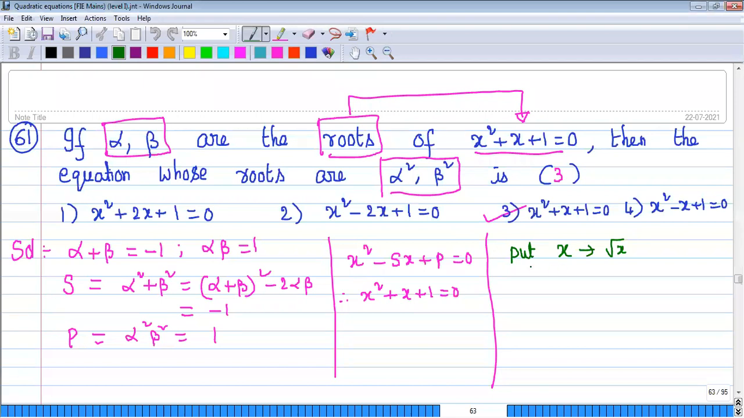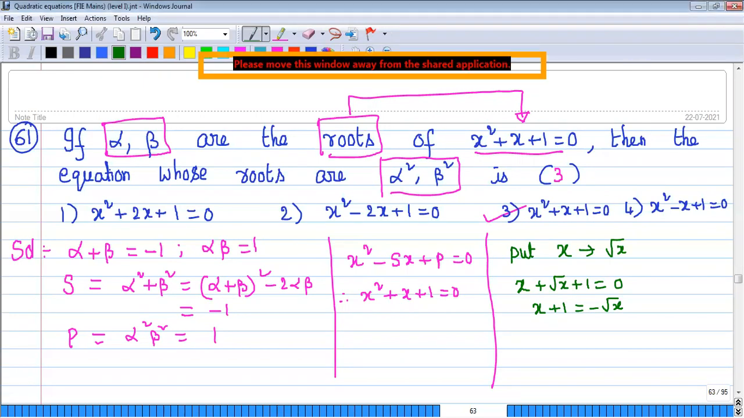Now, another method. To find the equation whose roots are alpha square and beta square, put x for root x. That means we get root x whole square plus root x plus 1 equals 0. So we can write x plus 1 equals negative root x. We need a quadratic equation, so squaring on both sides.